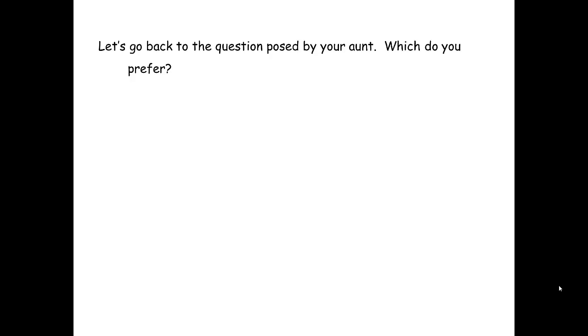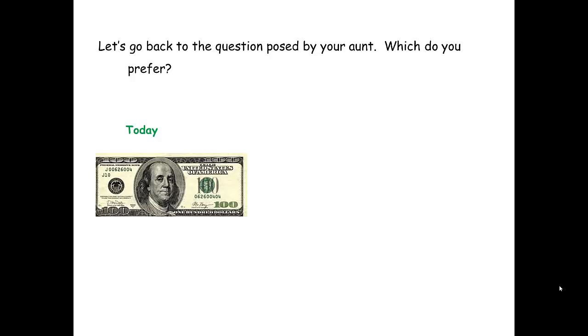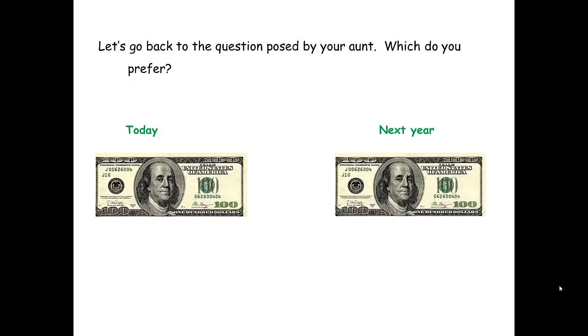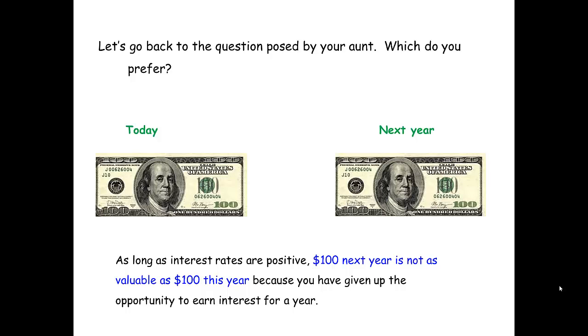Let's go back to the question posed by your aunt. Which do you prefer? $100 today or $100 next year? As long as interest rates are positive, $100 next year is not as valuable as $100 this year, because you will have given up the opportunity to earn interest for a year. Thus, you should choose the $100 today. And if your aunt accuses you of being impatient, say, no, this has nothing to do with my impatience. This just makes good financial sense.